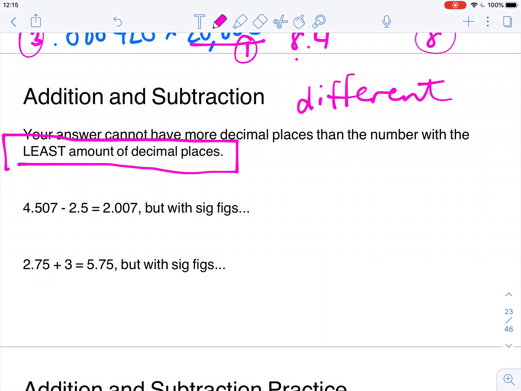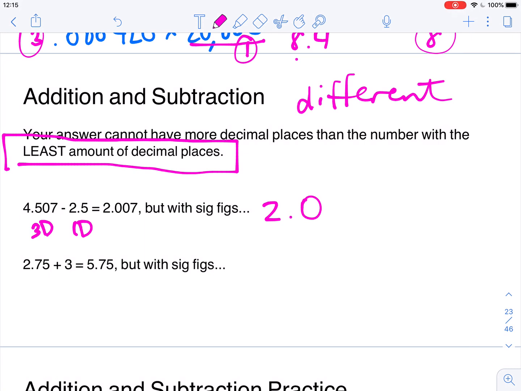So if I have 4.507 minus 2.5, mathematically I get 2.007. But this has 3 decimal places. This has 1 decimal place. Therefore, my answer should only have 1 decimal place as well. So this rounds to 2.0.